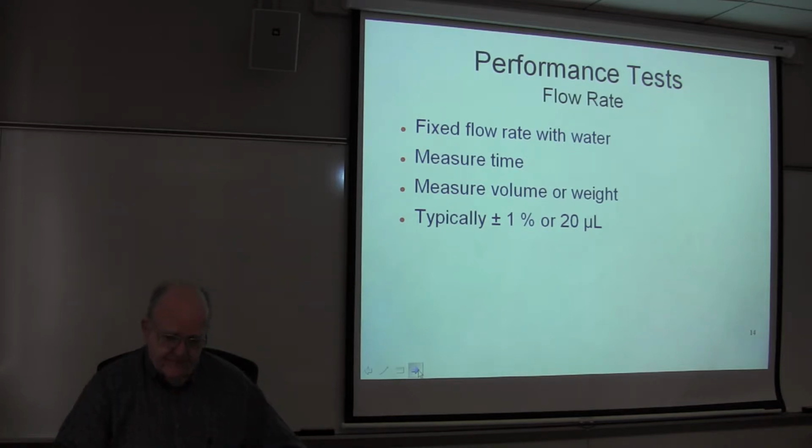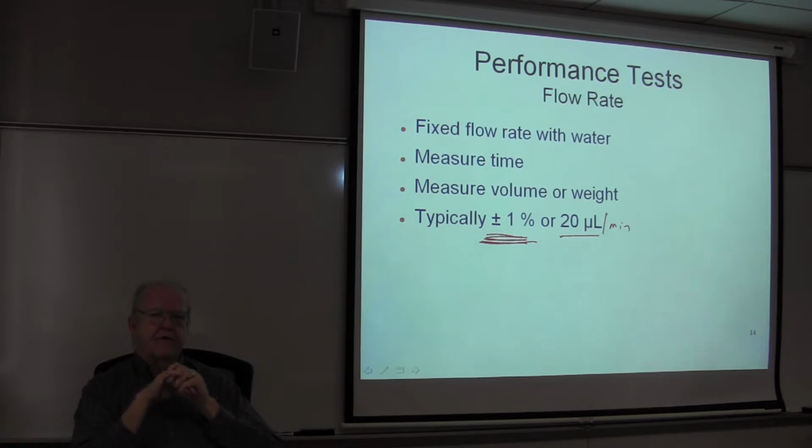So enough about pumps. Performance tests. To me, this is the minimum. This is not all that good. But what they're saying is that you want your flow rate to be constant to within 1%, or about 20 microliters per minute, if you were going at about 2 milliliters a minute, which is a typical flow rate for HPLC.